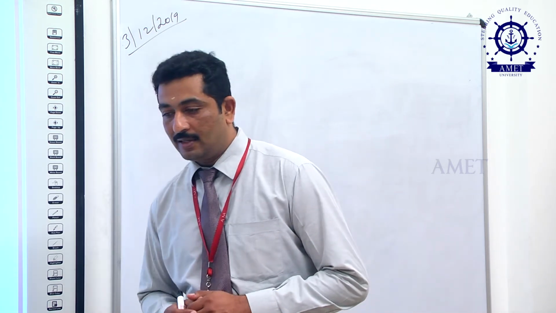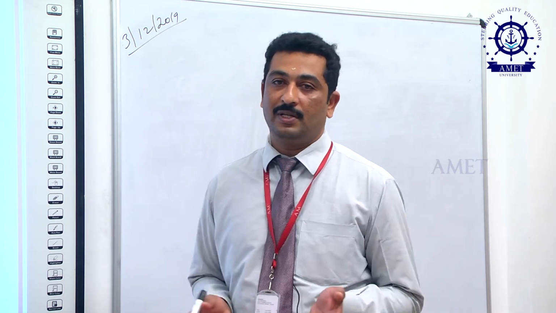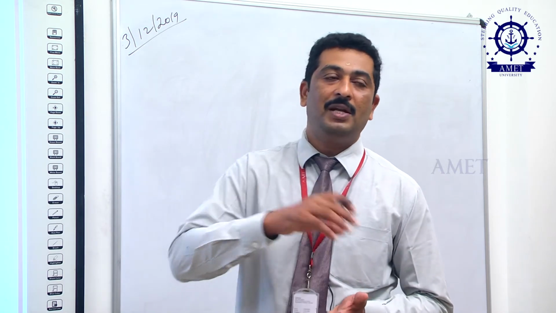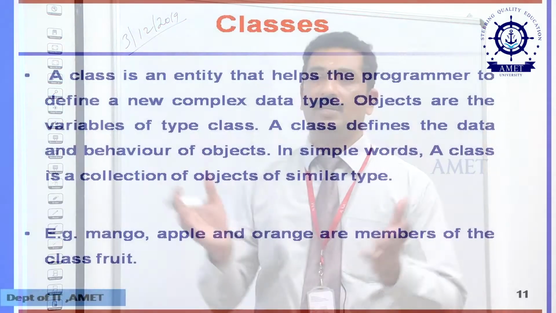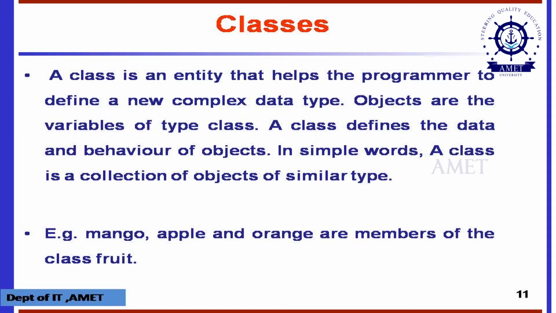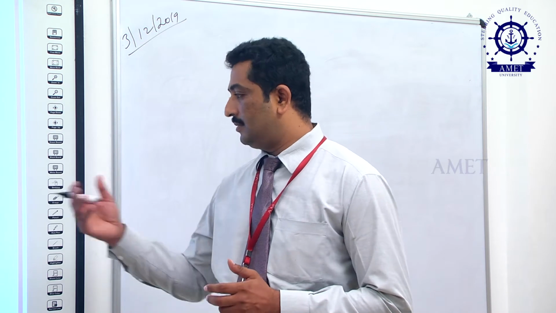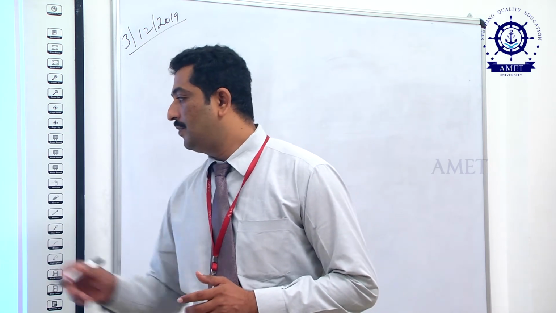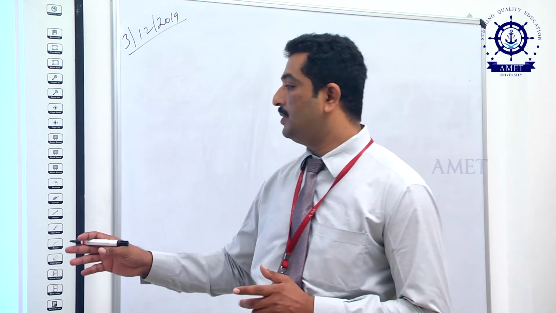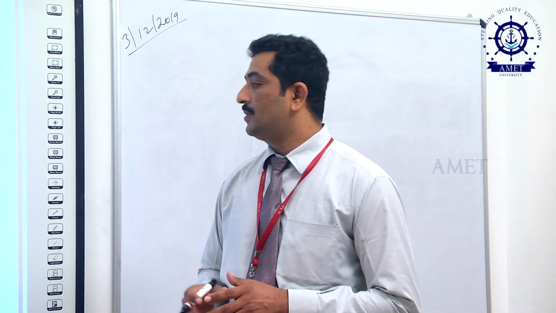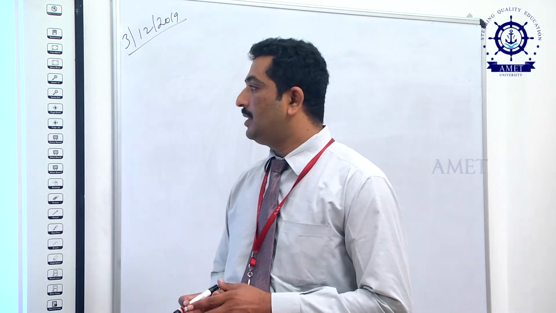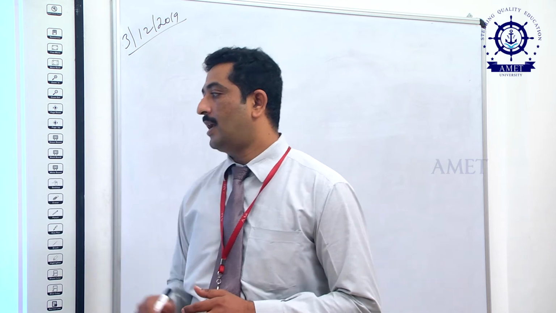Simply, we call a class a group of objects. In a class we have many objects, and the collection of objects is called a class. See this example. Mango is one object coming under the fruit class. The apple is also an object coming under the fruit class. The orange is also one object coming under the fruit class. So the group of objects is what we call a class.